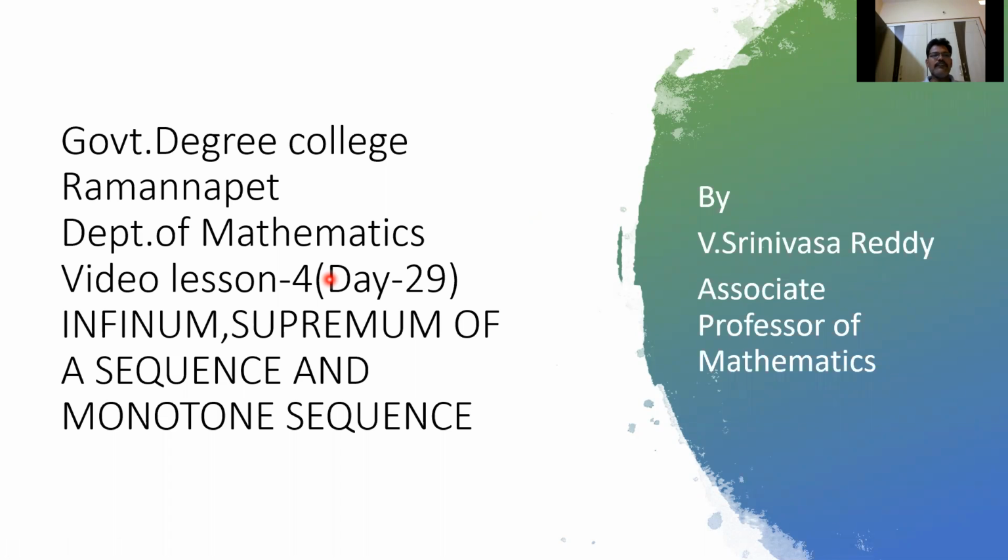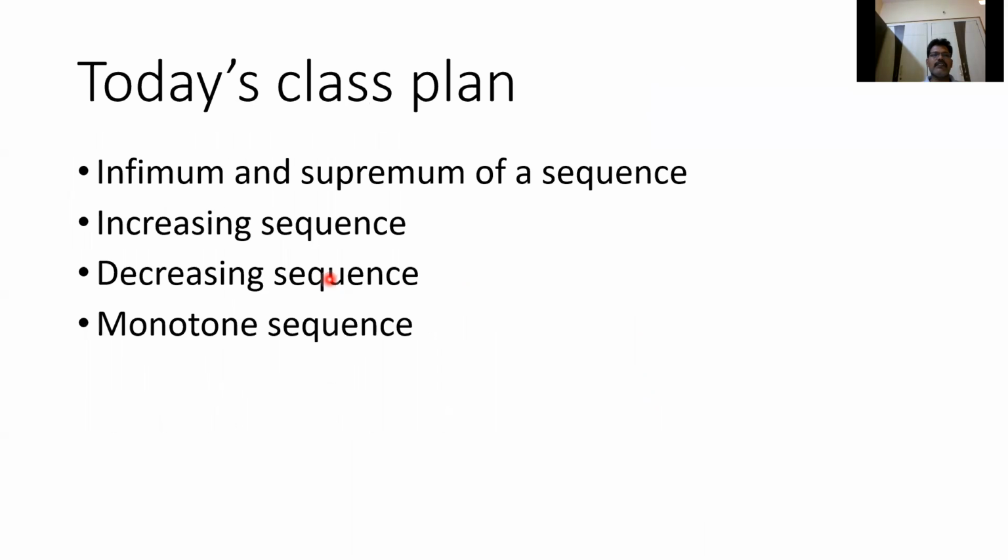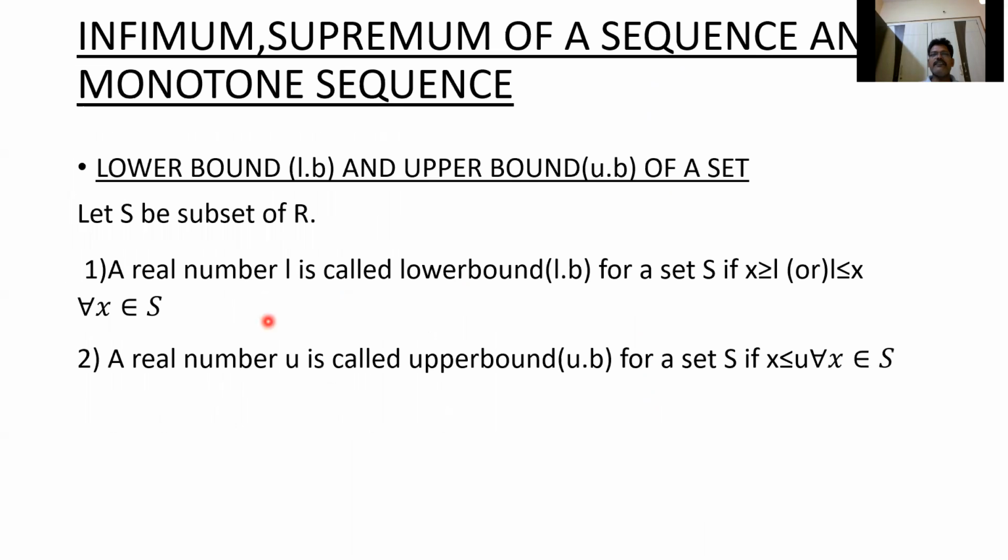Today I will talk on infimum and supremum of a sequence, and monotone sequences. So today our class is infimum and supremum of a sequence. Before going to that, I will define infimum and supremum of a set, and increasing sequence, decreasing sequence and monotone sequence. Before defining infimum and supremum of a sequence, I will define lower bound and upper bound of a set, and infimum and supremum of a set, and then I will go to the infimum of a sequence.